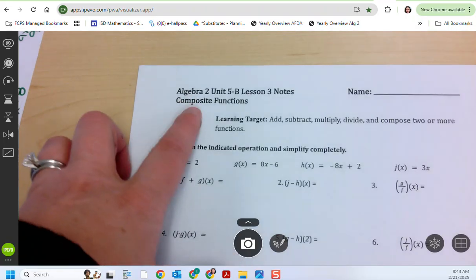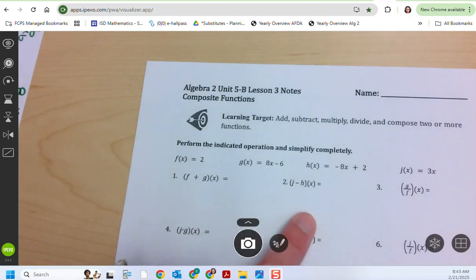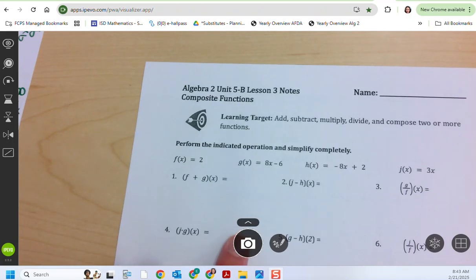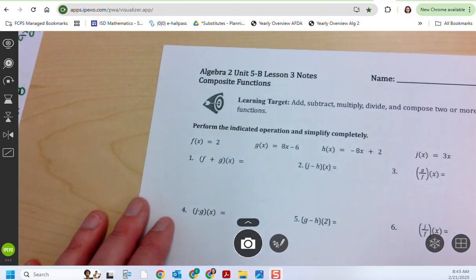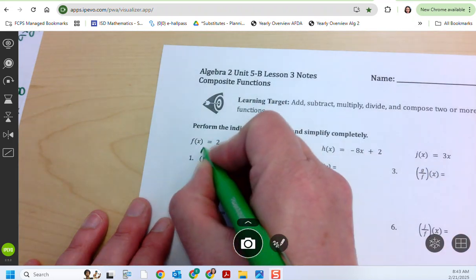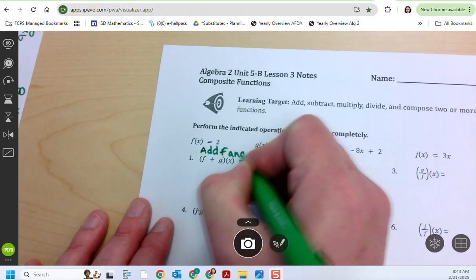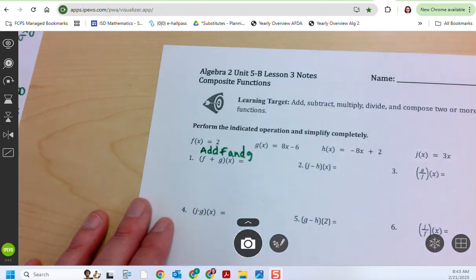But before we do composition, on the top here, what we're going to do is not new. We're going to add functions, we're going to subtract functions, we're going to divide functions, okay? It's just the notation that looks weird. So when you see this, it just means add f and g.